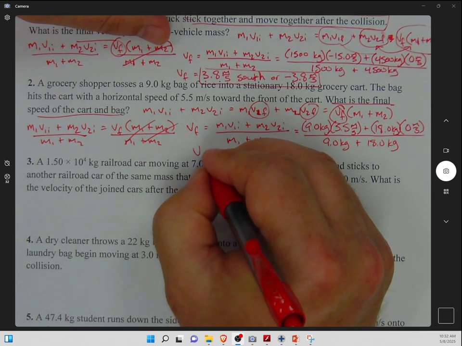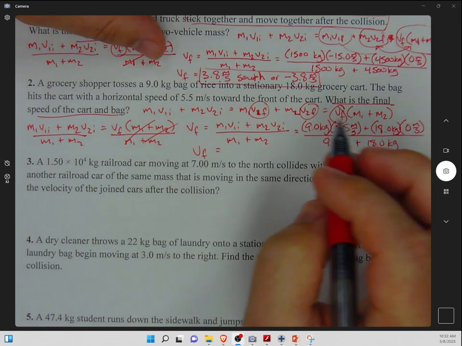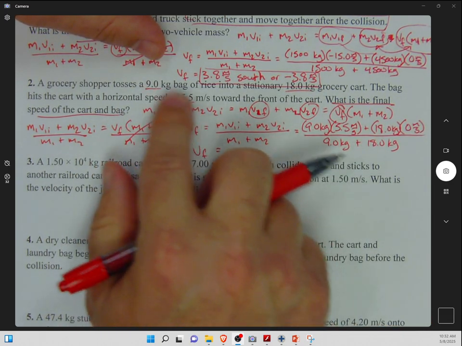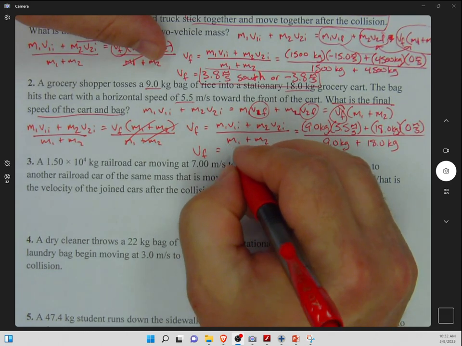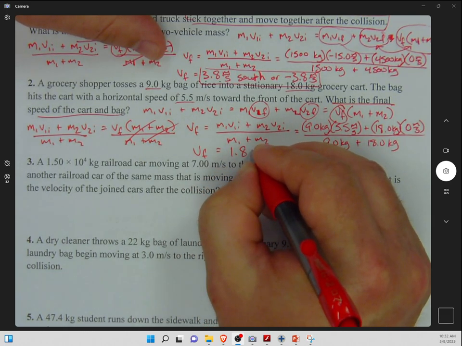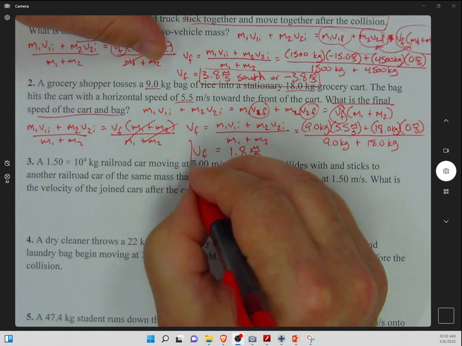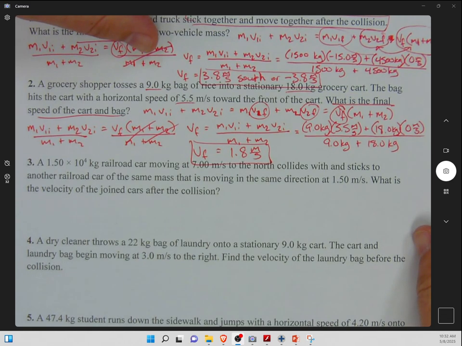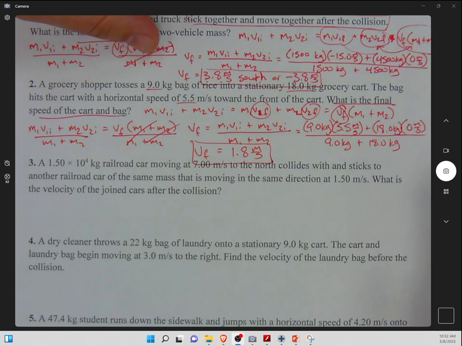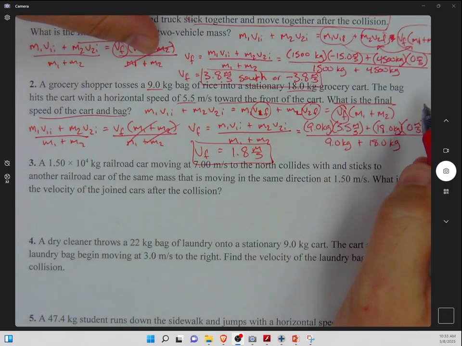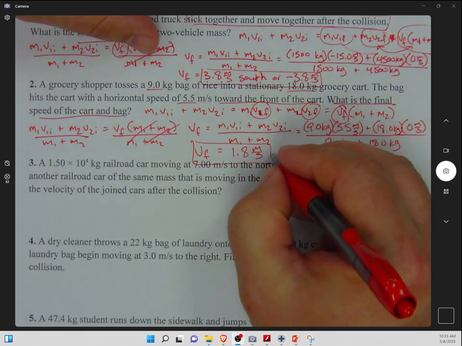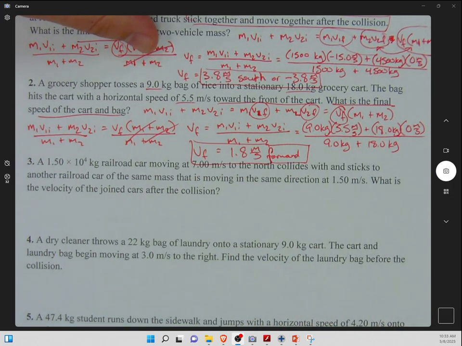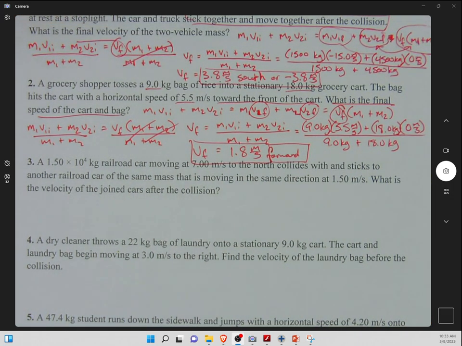So my final velocity, my calculator tells me, with 2 sig figs, right? See, this one has 3, but these have 2. With 2 sig figs, I'm going to go 1.8 meters per second. Now here, I could include a direction, so let's just go forward, just so we can be a little bit more complete.